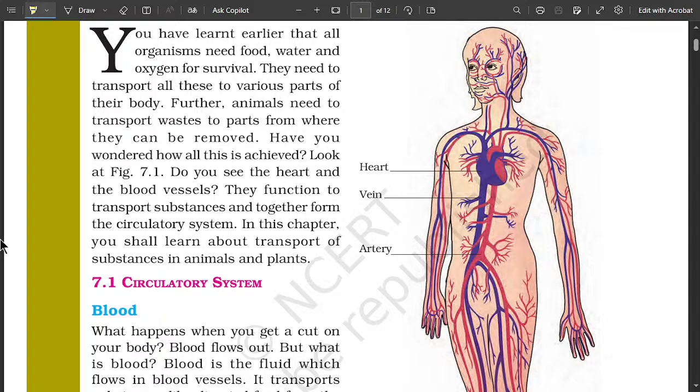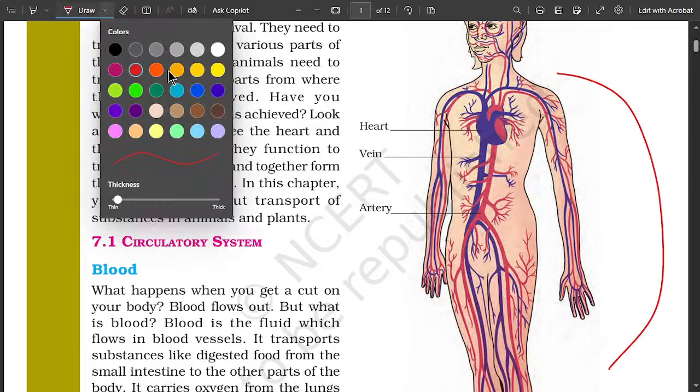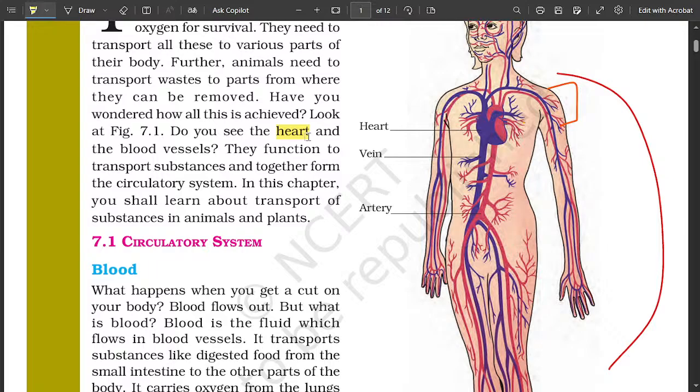The different colors, red and blue, in the network are to differentiate between arteries and veins, as we have probably learned in previous classes. So how is such a big, complex system managed? We can see the heart has blood vessels. These blood vessels function to transport substances together in the circulatory system.